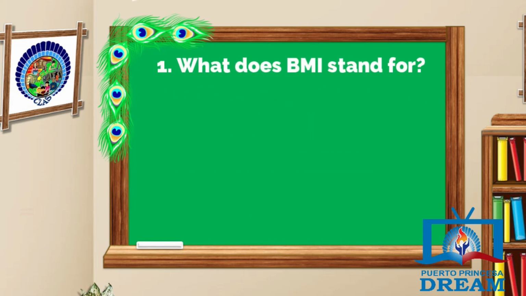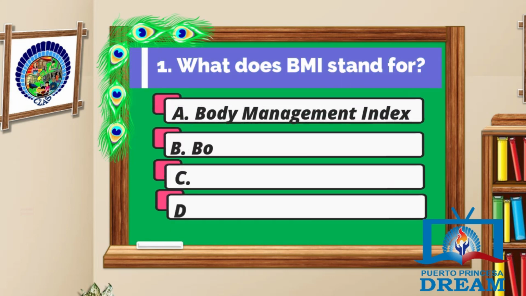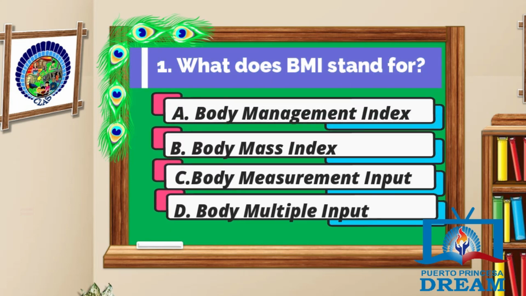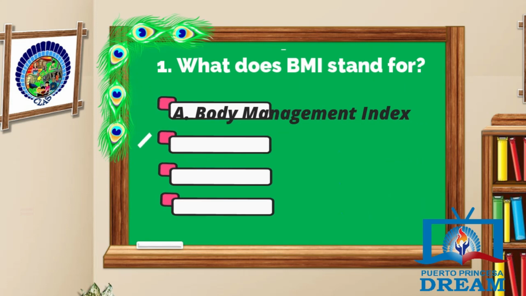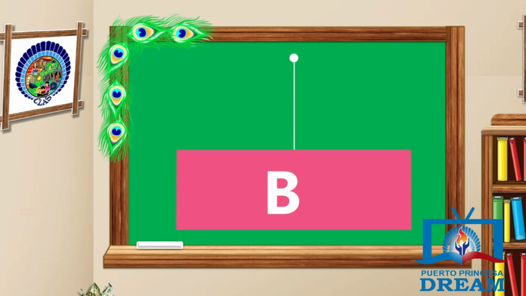Number 1. What does BMI stand for? A. Body Management Index. B. Body Mass Index. C. Body Measurement Input. D. Body Multiple Input. And the correct answer is letter B, Body Mass Index.